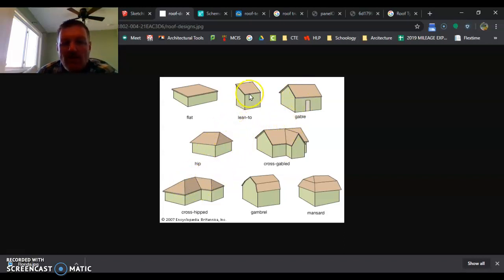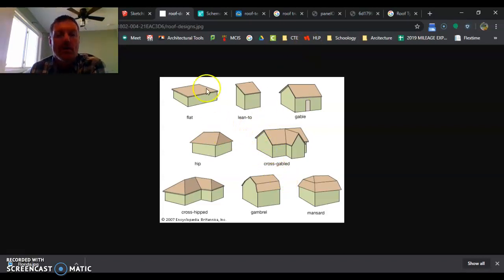Once in a while you have a lean-to that'll go over the top of a fireplace. Flat roofs are more modern designed. Gambrel looks like a barn roof. And a mansard is a roof that has multiple pitches. It's a hip roof with a couple different pitches, or that angle that this goes up.